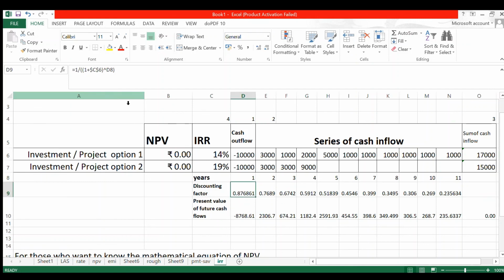So it is nothing but the discounting factor. Discounting factor computation is very easy. 1 divided by 1 plus the IRR rate of return, the whole raised to the number of years, that is raised to D8. D8 is the cell containing the number of years. And if we copy the equation to the other cells, then the sum is nothing but the net present value. Net present value is 0 at the IRR rate of return.